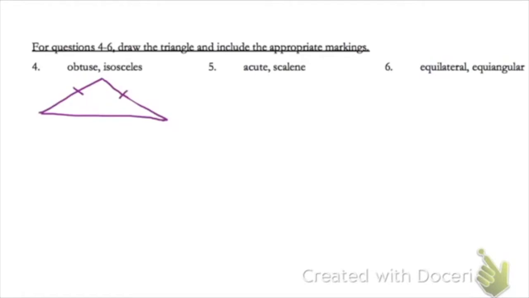An acute scalene triangle. Acute means all the angles are less than 90, and scalene means that all of the sides are different lengths. So this would be an example of an acute scalene triangle. And an equilateral, equiangular triangle is a triangle where all sides are congruent and all angles are congruent. And you would have to have these markings to show that.